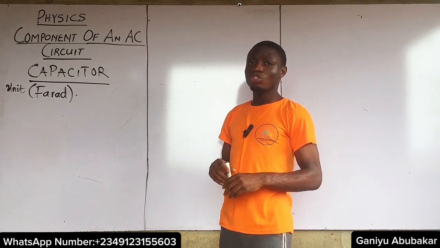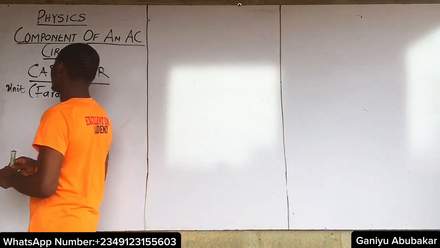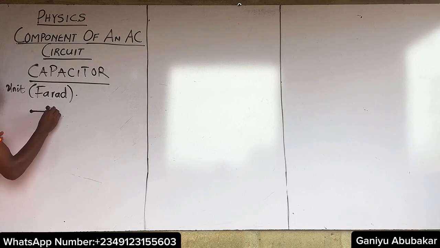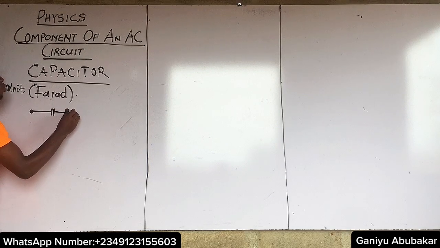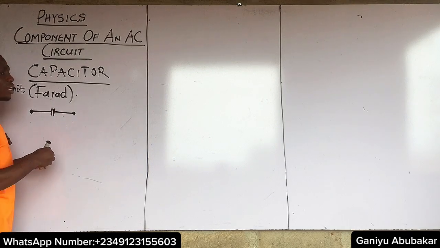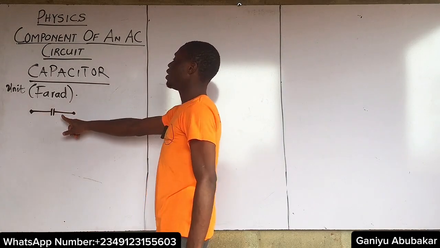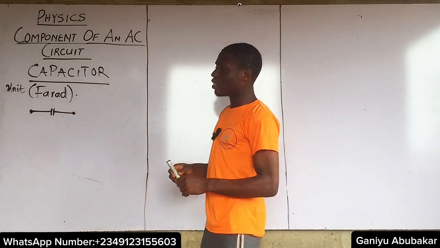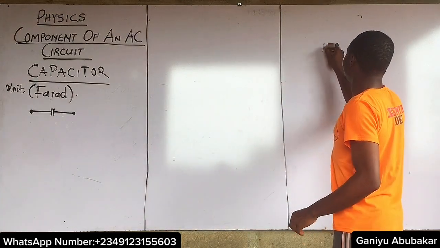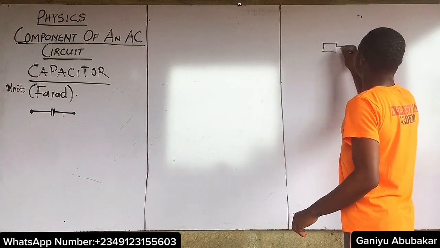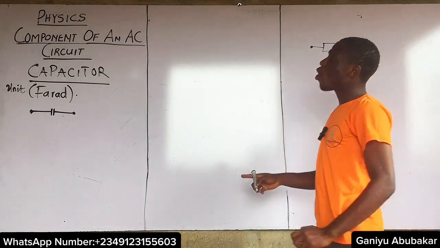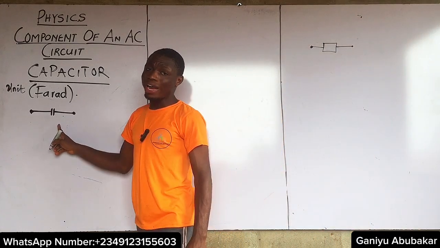At this point, note that the circuit symbol for a capacitor is given below. Whenever I see something of this nature, this signifies a capacitor. So observe the difference. A resistor is something of this nature. This is resistor. This is capacitor.